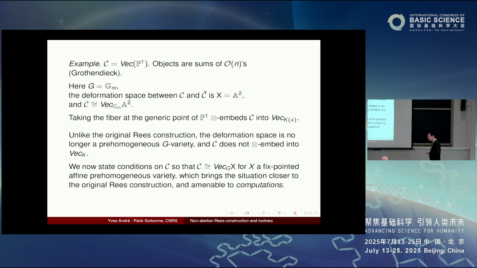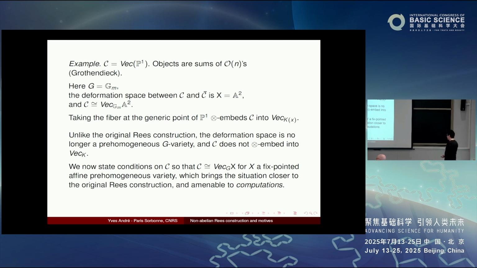Can you give a geometric interpretation for this functor from C to C bar? Yes, O of n corresponds to the line with the grading n. So any vector bundle is a sum of O of n's, and you just replace this by the graded vector space with the corresponding grading.